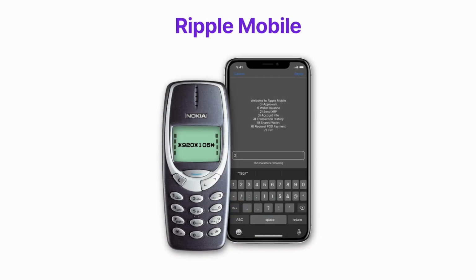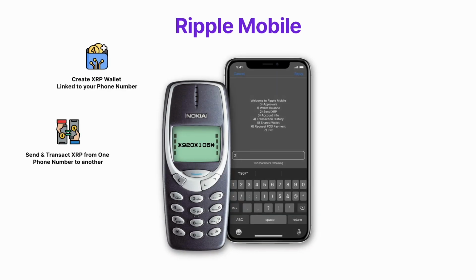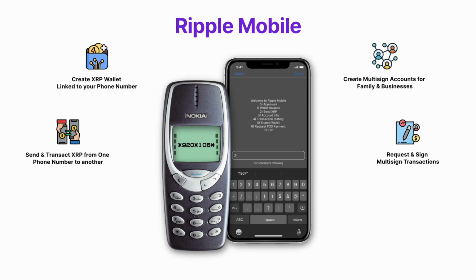Ripple Mobile comes with a ton of features out of the box. You can create a new Ripple wallet and link it to your phone number and start transacting with people on the Ripple network. You can create multi-sign accounts and sign ensuing transactions. You can initiate and approve POS transactions and more with Ripple Mobile.